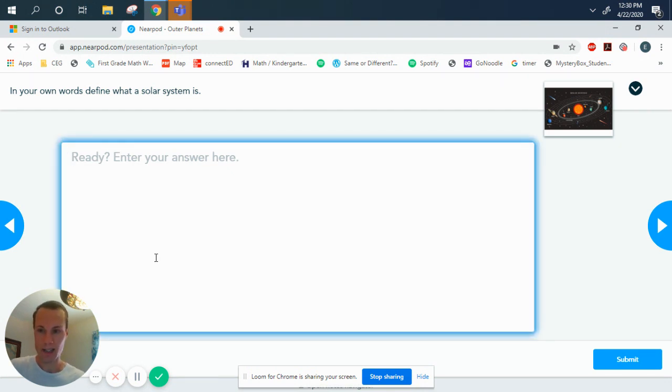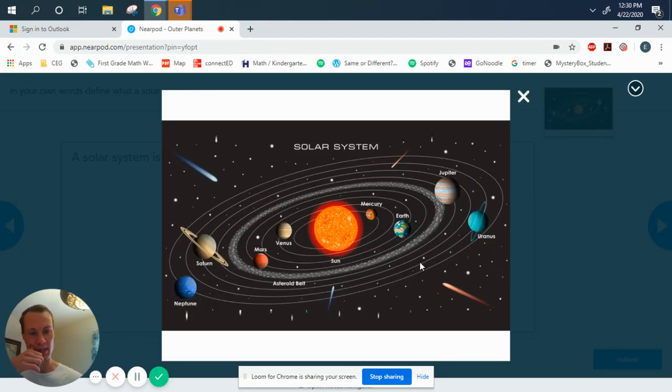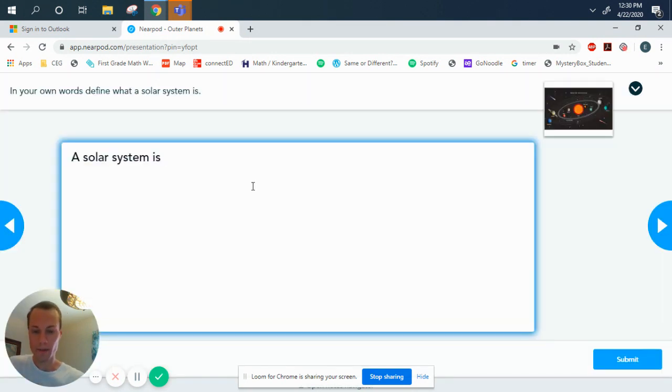I would define it as, what do all these things have in common? Again, the planets, the comets, the asteroids. Oh yeah, they're all orbiting around the sun, right? So a solar system is all the material that orbits around a star. I think that's a pretty good definition of a solar system. You might think of something else. Write it down.